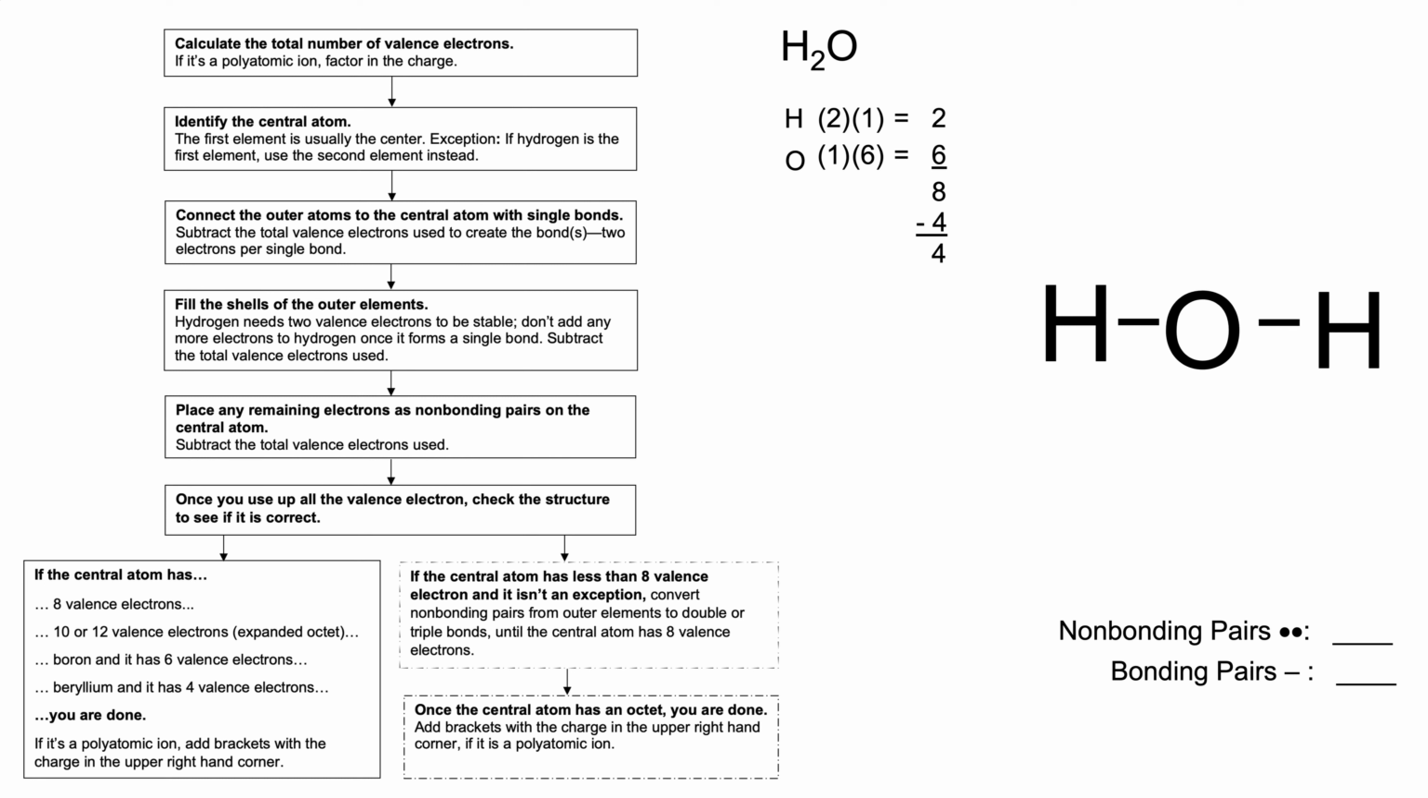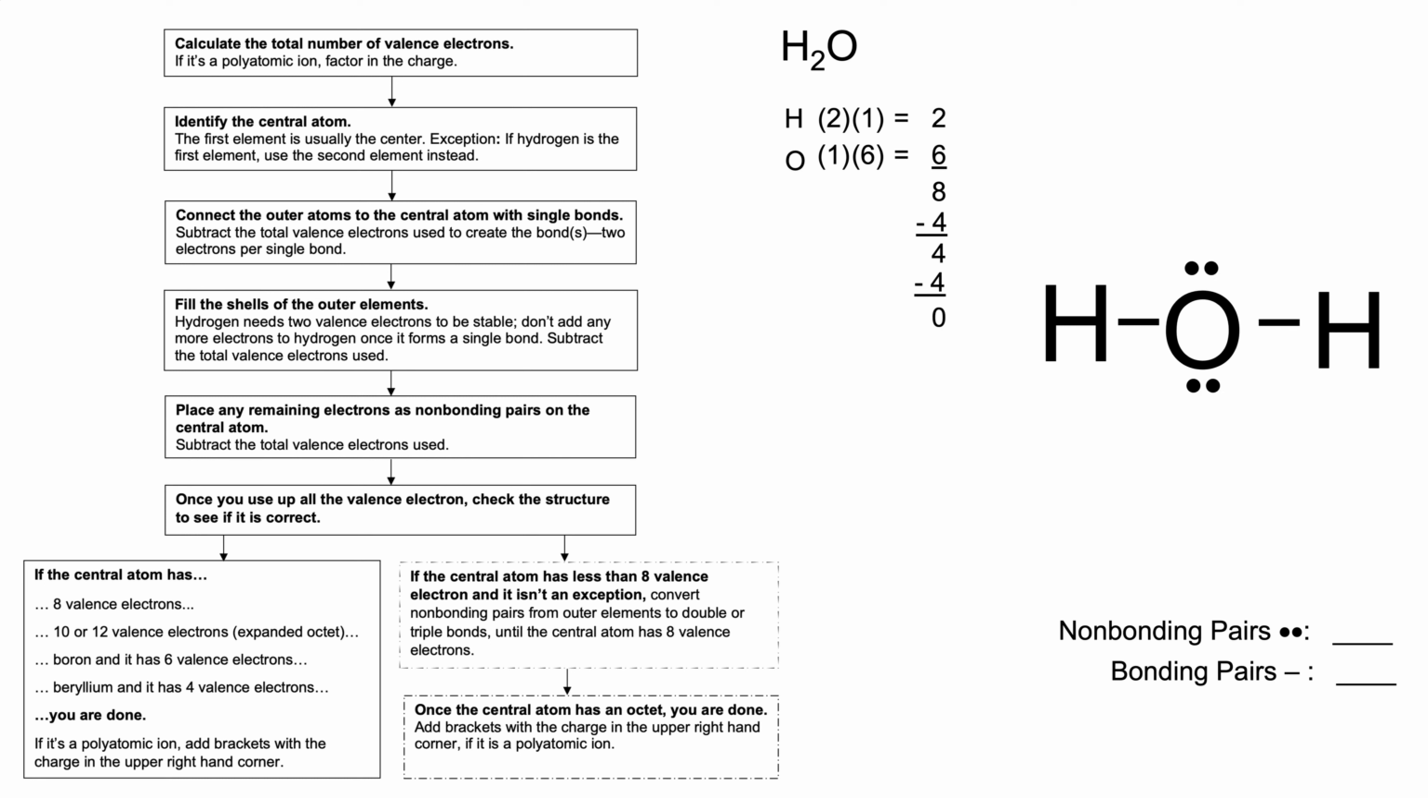My next step would normally be to fill the shells of the outer elements. But since hydrogen is happy with 2 valence electrons, and each of those hydrogens has a single bond, I'm not going to add anything more to the hydrogens. Instead, I'm going to place those 4 remaining electrons on the central atom as non-bonding pairs. So I'm going to place 2 non-bonding pairs on oxygen.